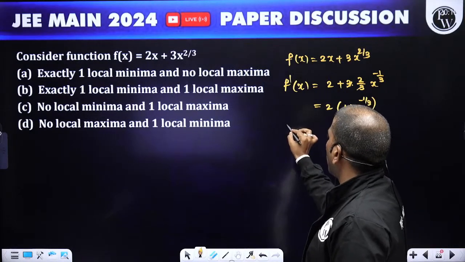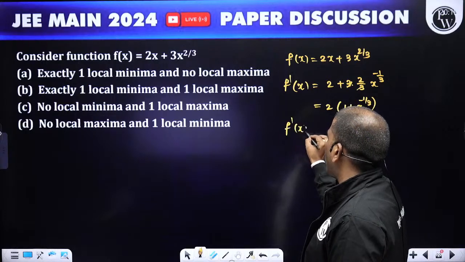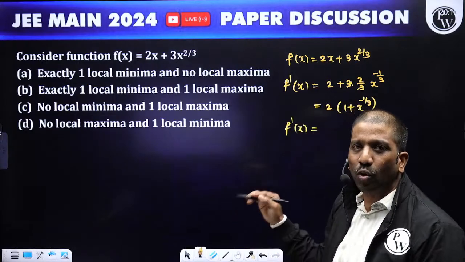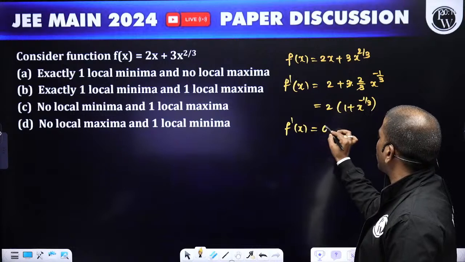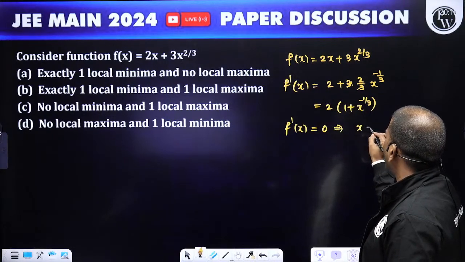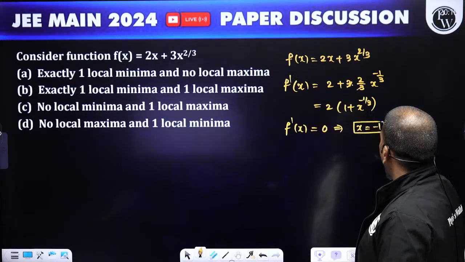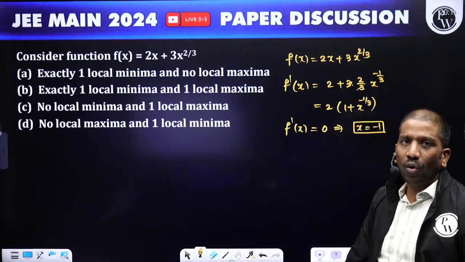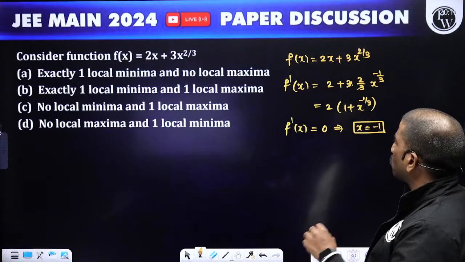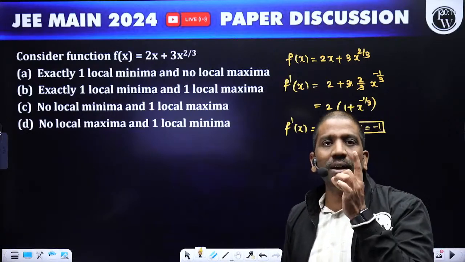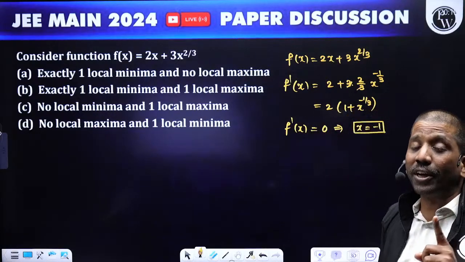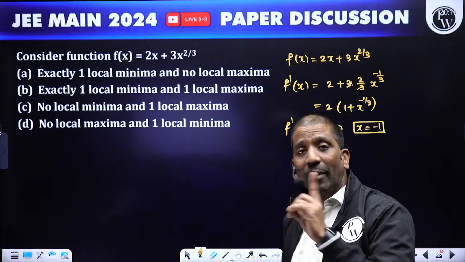Once observed, I will do it with respect to the first derivative test. I don't want to go to the second derivative test. f dash of x is equal to 0, x must be equal to minus 1. When x is equal to minus 1, it is 0. So once you observe, there is only one critical point. Only one critical point, we need to decide whether it is a maxima or minima.